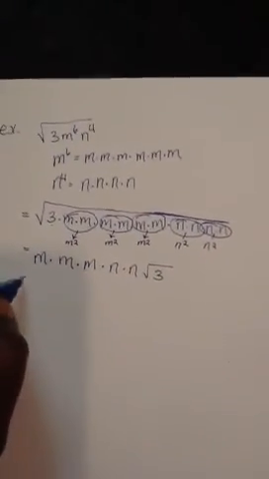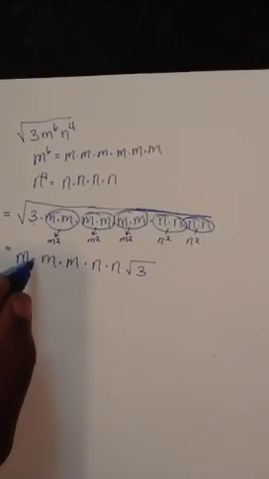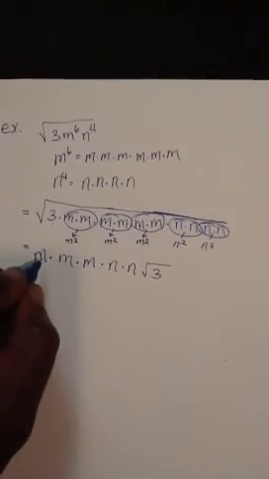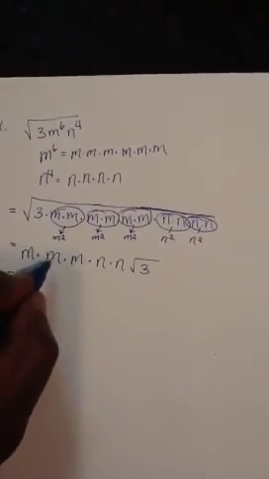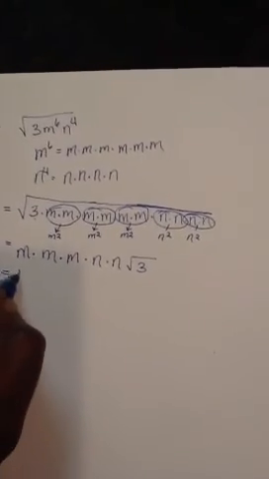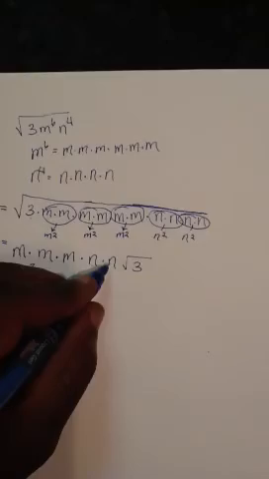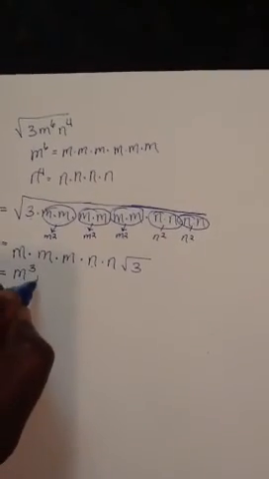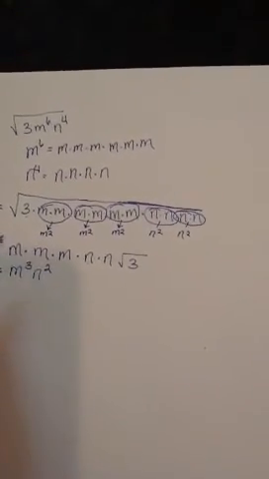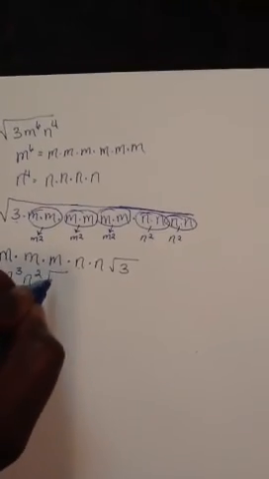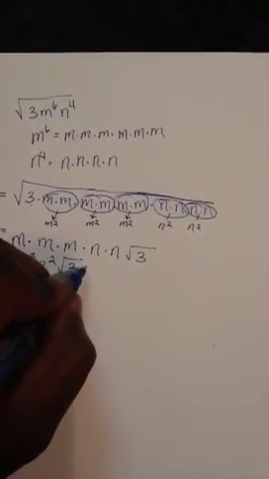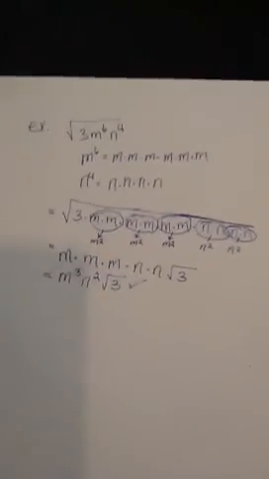And so now, we're going to multiply, and we're on the home stretch. How many m's do we have? 1, 2, 3. So that's m to the 3rd, n. So that's n squared, since we have 2 of those, square root 3. And that is our answer.